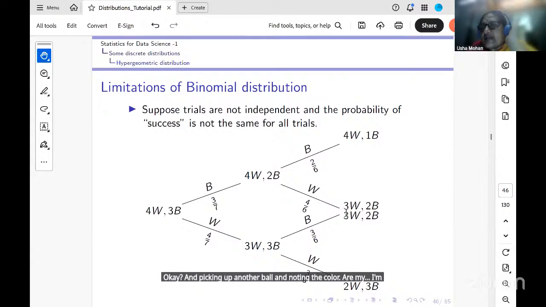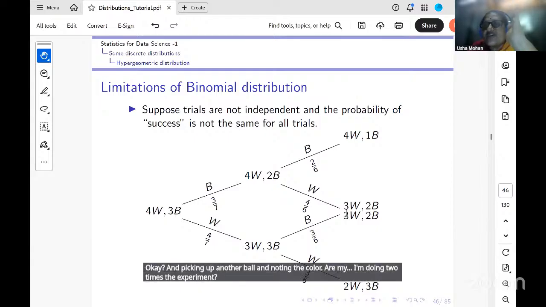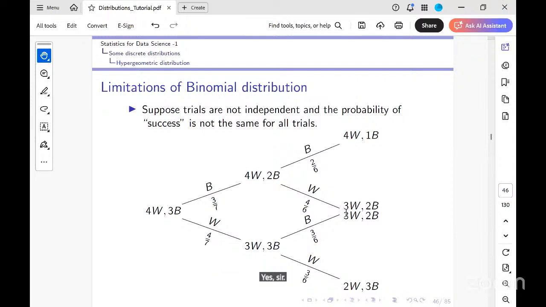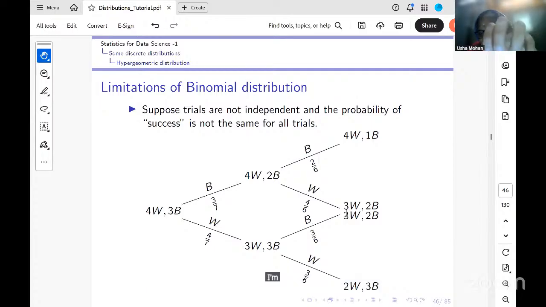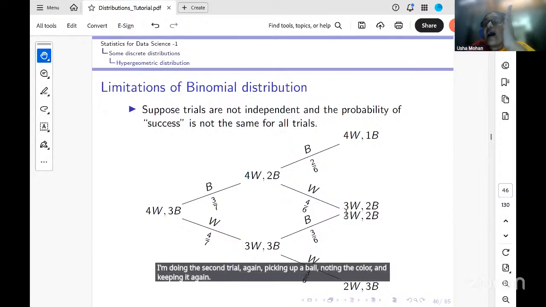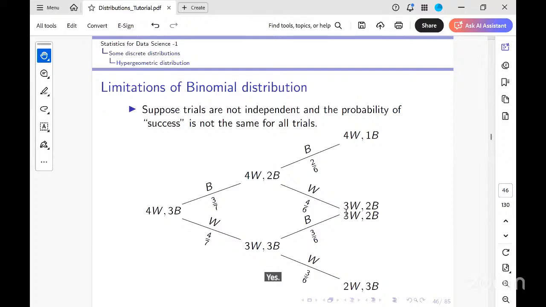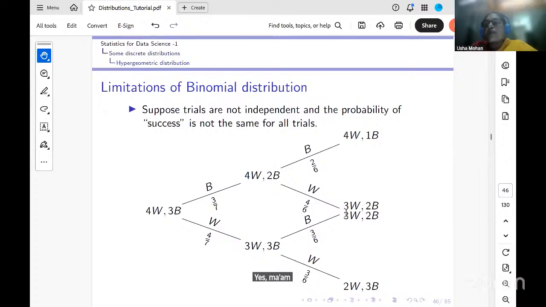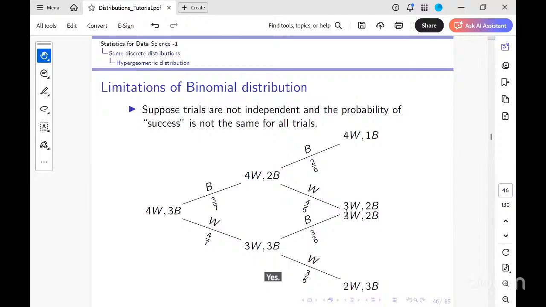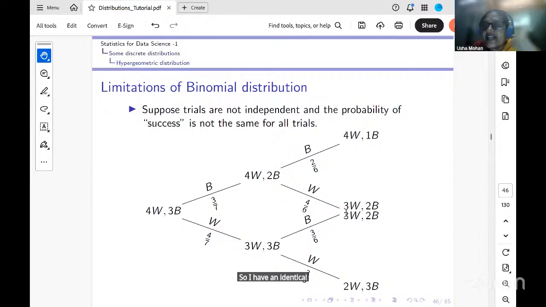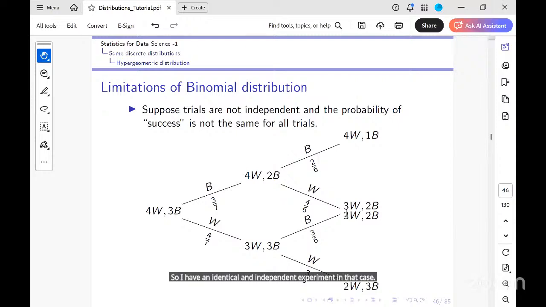I'm doing 2 trials of the same experiment. I am picking up the ball, noting the color, keeping the ball inside the box. I'm doing the second trial, again picking up a ball, noting the color and keeping it again. Are my trials independent of each other? Is the probability or chance of picking a white ball identical in every trial? So I have an identical and independent experiment in that case.